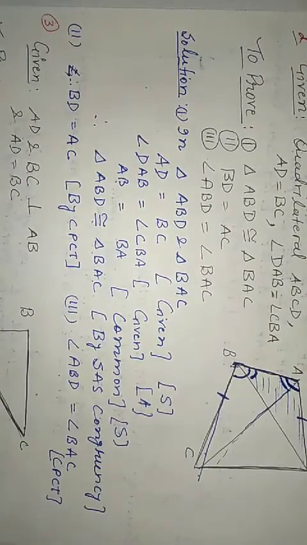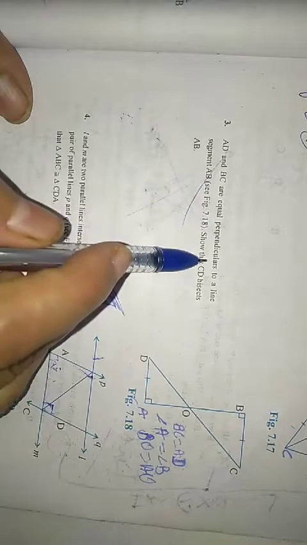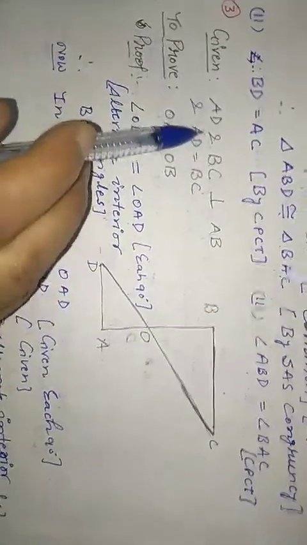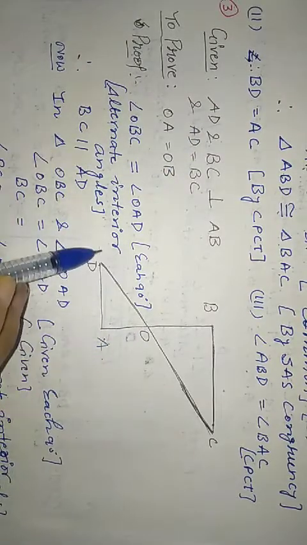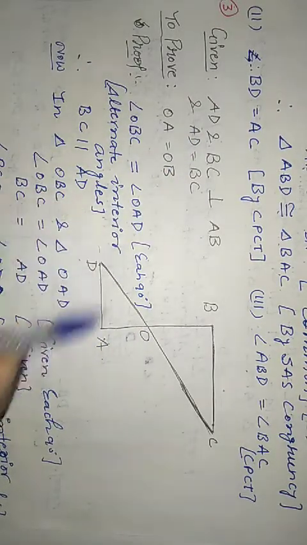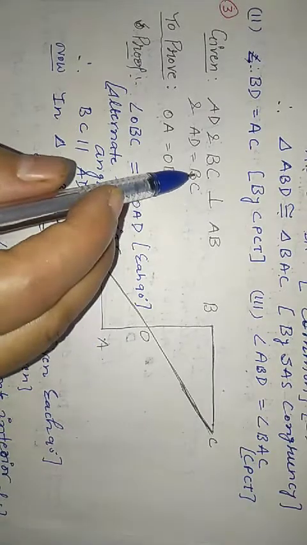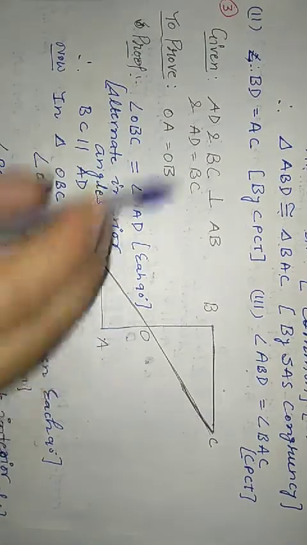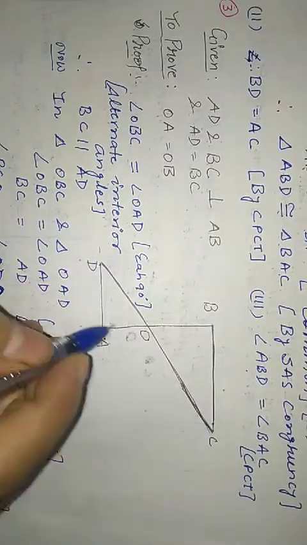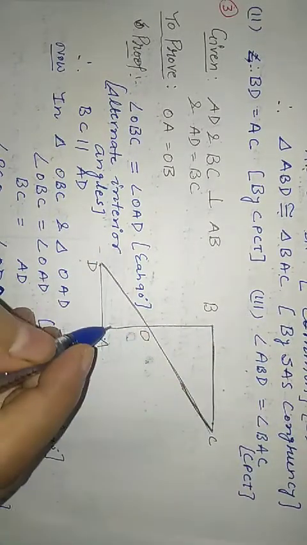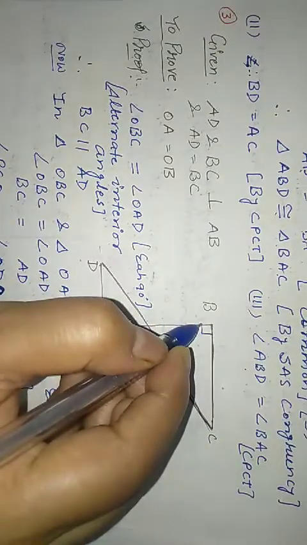Now we will take the next question, the third question. AD and BC are equal and perpendicular to a line segment AB. Show that CD bisects AB. The figure is given. What is given here? AD and BC are both perpendicular. AD is perpendicular to AB here, and BC is also perpendicular to AB.